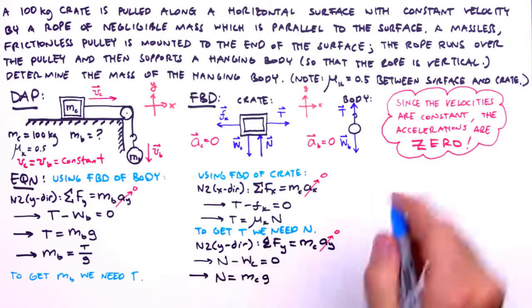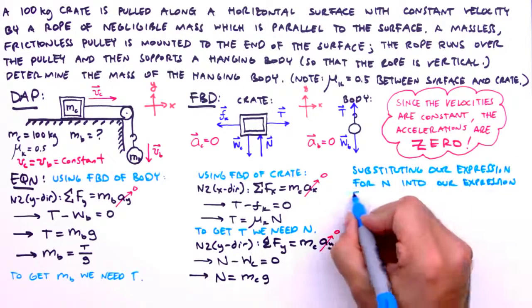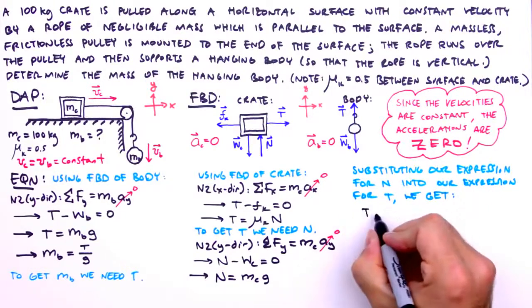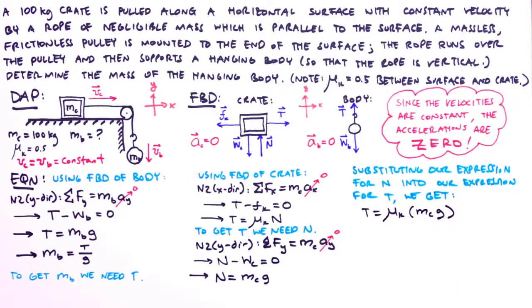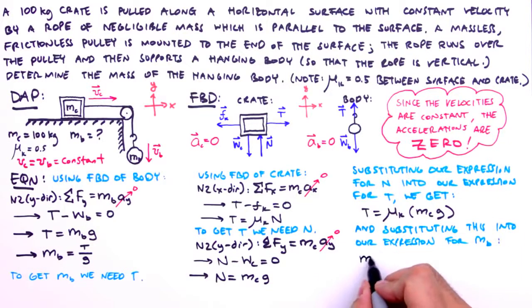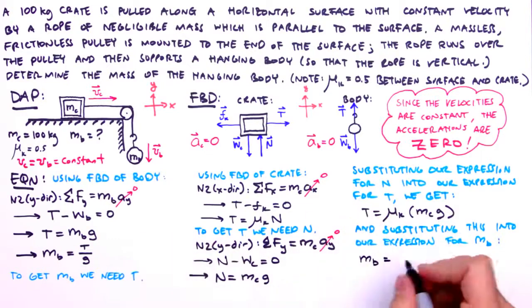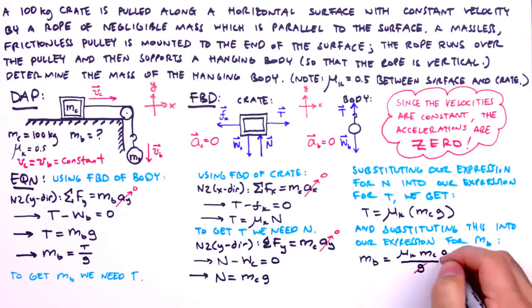Time to hopscotch our way back to m sub b. Substituting our expression for N into our expression for T, we get T equals mu sub k times m sub c times g. And substituting this expression into our expression for m sub b, we get m sub b equals mu sub k times m sub c times g divided by g. The g's divide out and we're left with an elegantly simple solution.